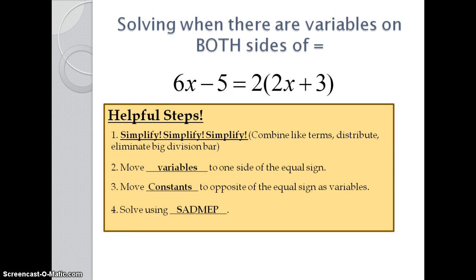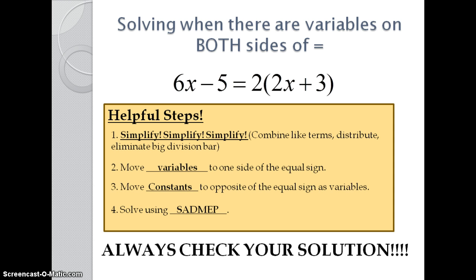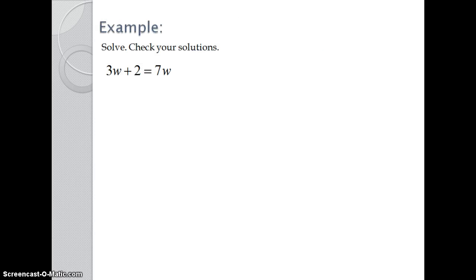Once you've done that, the fourth step is just solving using your reverse order of operations. At that point, it should look very much like an equation you guys saw yesterday. So it should be very familiar. And just like we did yesterday, you always want to check your solution to make sure it makes sense. If it does not make sense, when you check it, you've done something wrong, so go back and fix it. So let's do our first example.